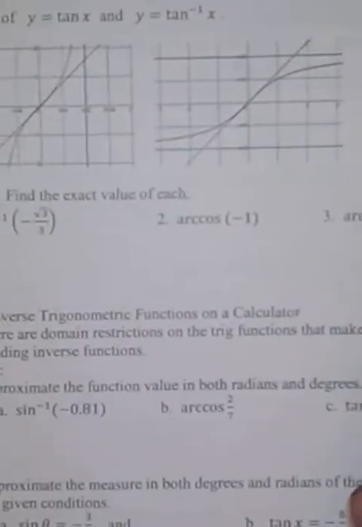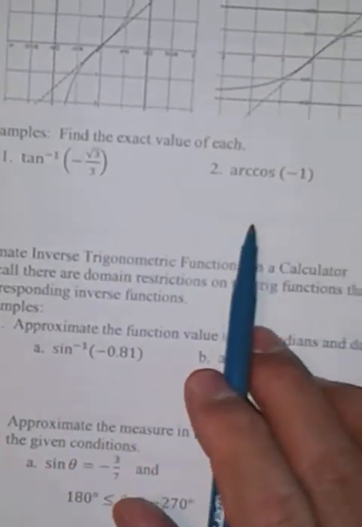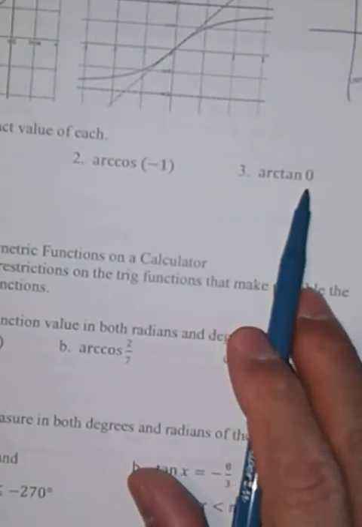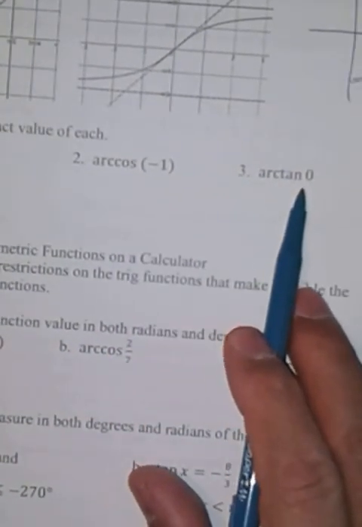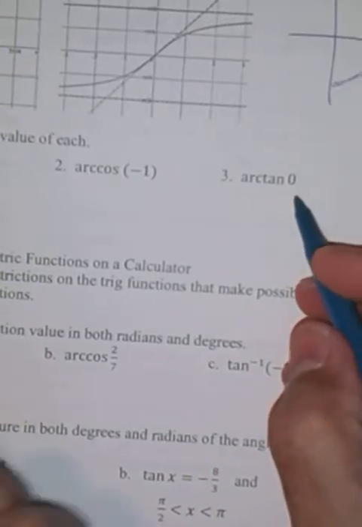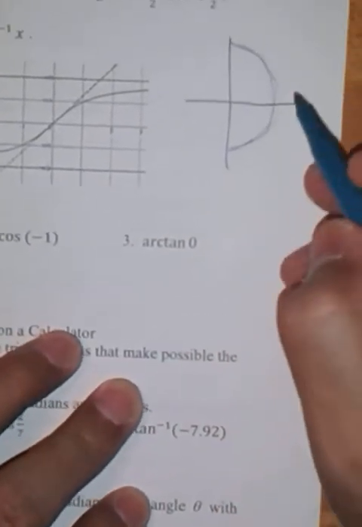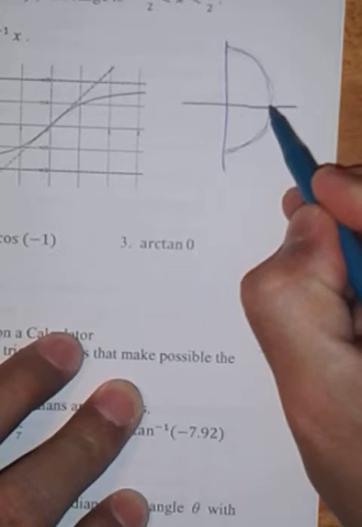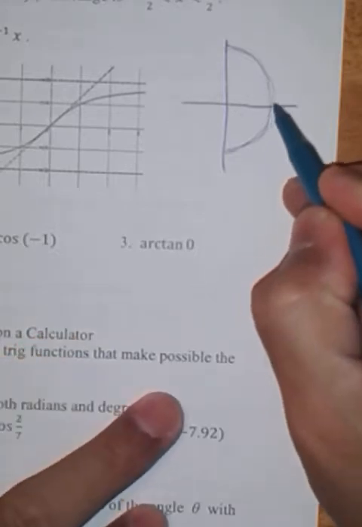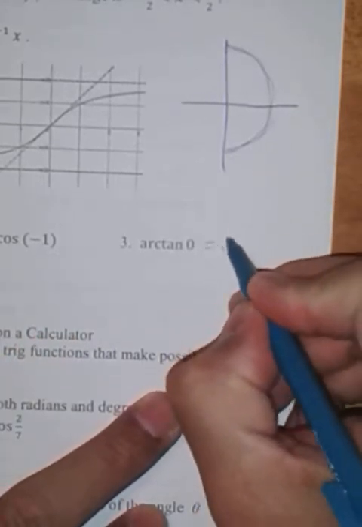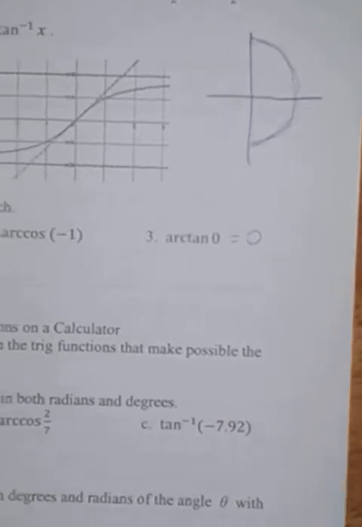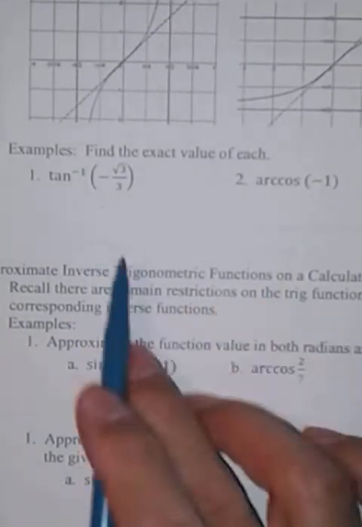All right, so let's take a look at maybe one of these. Arctangent of 0, that means where the tangent is 0. So sine is 0, right? So sine is 0 right there. So arctangent of 0 is 0. Yeah? All right. We'll do the other two in class.